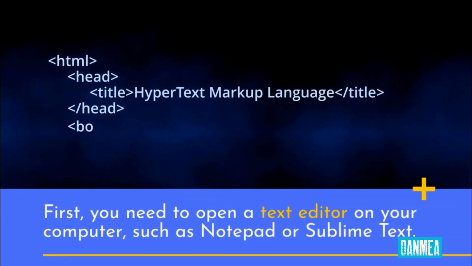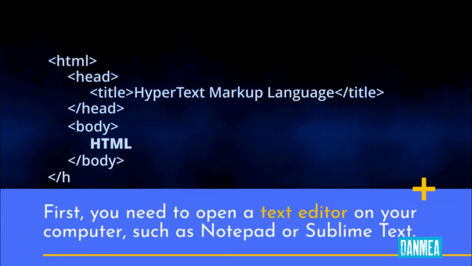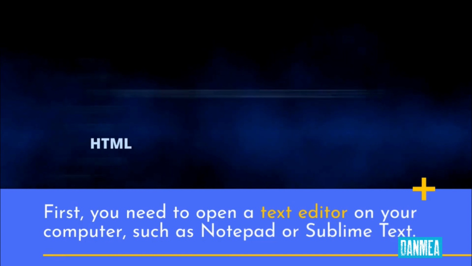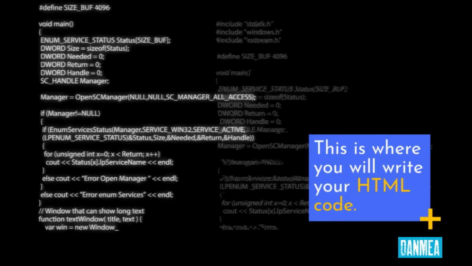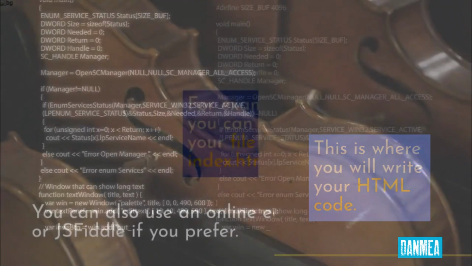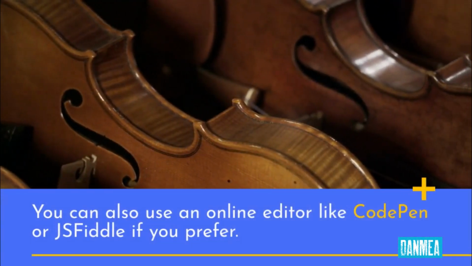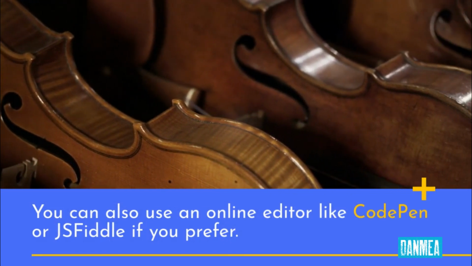First, you need to open a text editor on your computer, such as Notepad or Sublime Text. This is where you will write your HTML code. You can also use an online editor like CodePen or JSFiddle if you prefer.